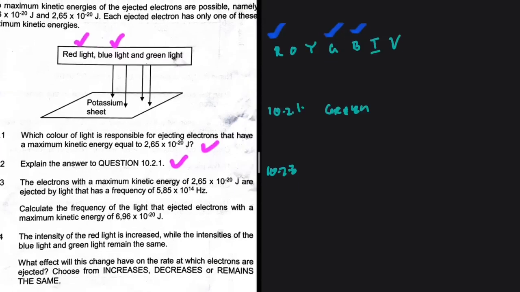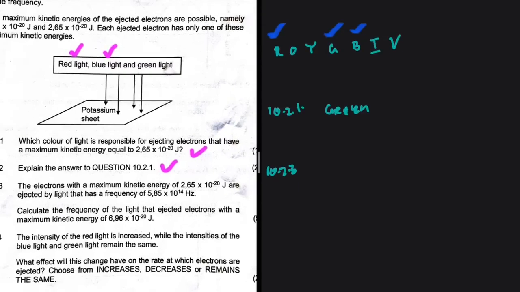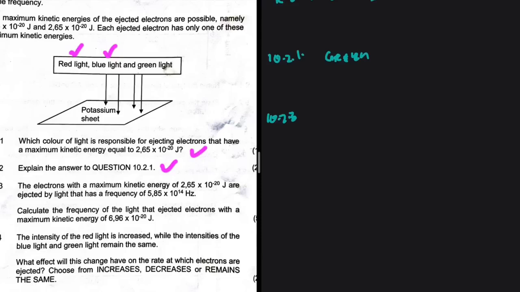10.2.3: The electrons with the maximum kinetic energy of 2.65 times 10 to the minus 20 joules are ejected by light that has a frequency of 5.85 times 10 to the power 14 hertz. Calculate the frequency of the light that ejected electrons with a maximum kinetic energy of 6.96 times 10 to the minus 20 joules. Okay, so what are we looking for? We are looking for the frequency of the light that emits electrons with a maximum kinetic energy. So EK max equals 6.96 times 10 to the minus 20 joules.